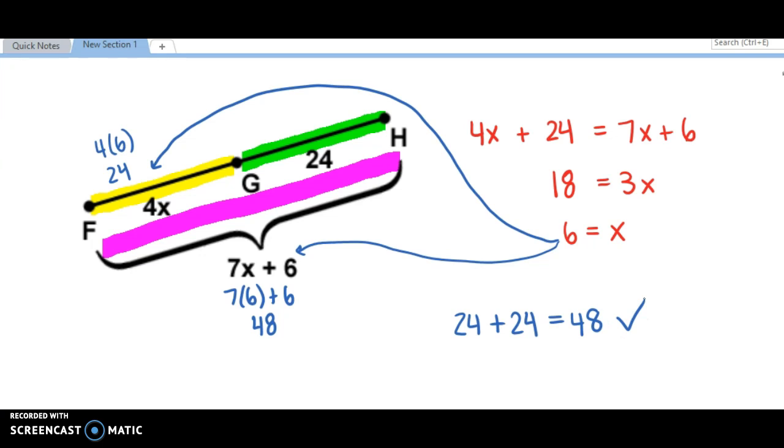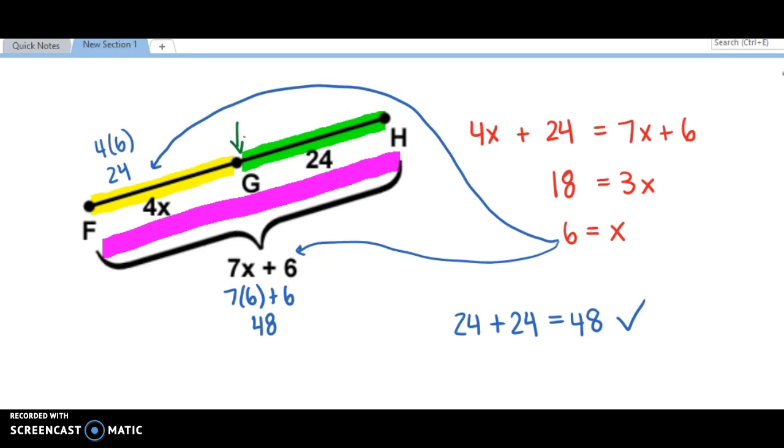Now, here's the other interesting fact that I noticed as I was working. Not only did I use my segment addition postulate to solve for x, but I also noticed that when I was working, both FG and GH have the same value of 24. Therefore, that would make point G... Yes, it is the midpoint. And if it is the midpoint, that means that segment FG and GH have to be congruent to each other.